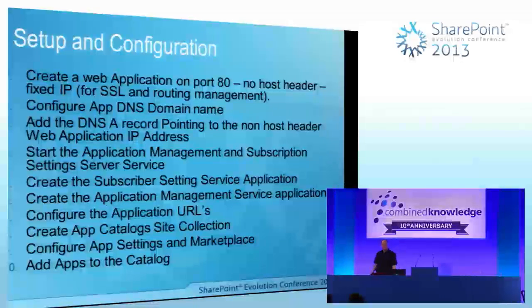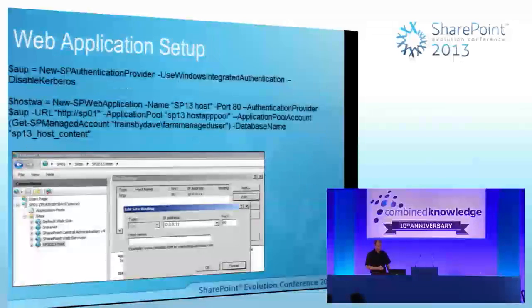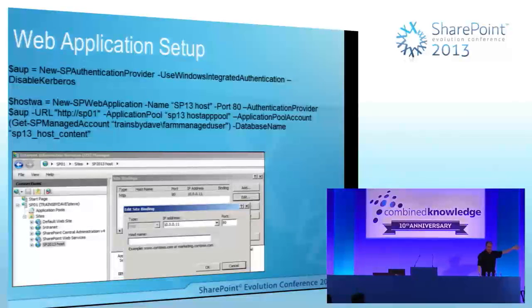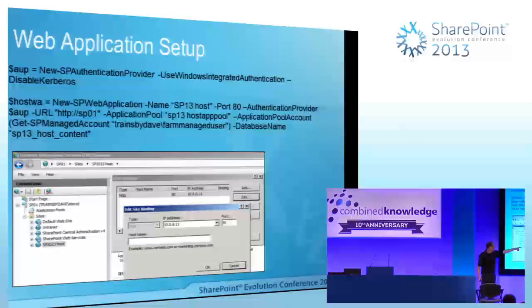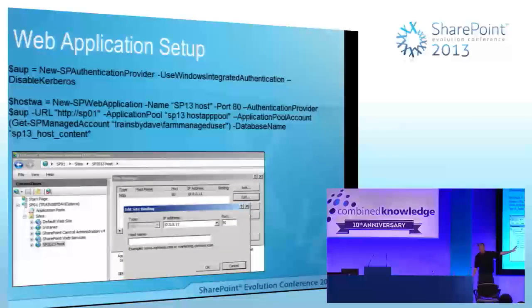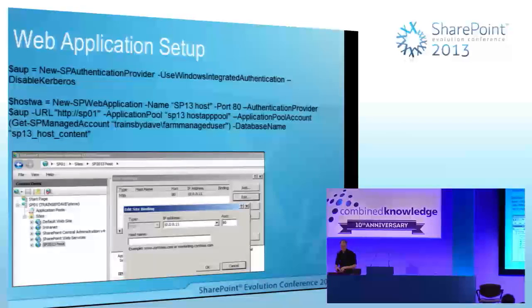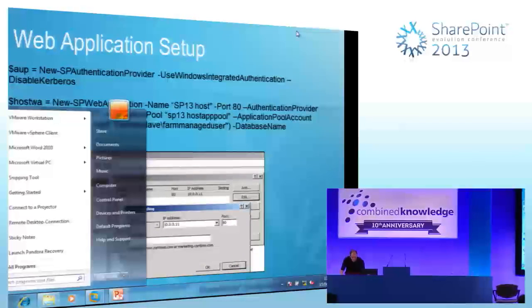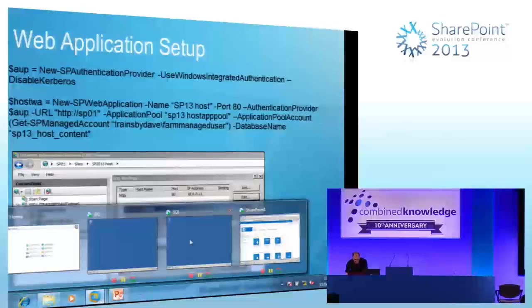So the first thing is create a web app on port 80. So what do we mean by that? We create a web application in SharePoint, either through PowerShell or the UI. It's going to create a site in IIS that's going to have no IP address by default, right? It's going to be no IP address, but it will be on port 80 or 443, depending on what we want to do. So before I expand on that, let me actually run that.